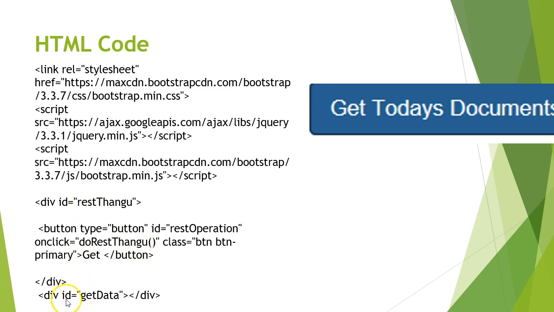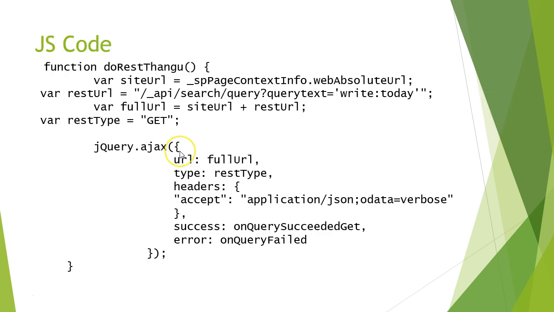And finally, I have the div ID get data where the results will be displayed. It can be a simple paragraph or list items or table based on your convenience. So I'm just having a simple button. It will look like this, get today's data. I'm using the Bootstrap button btn-primary to get the blue look.